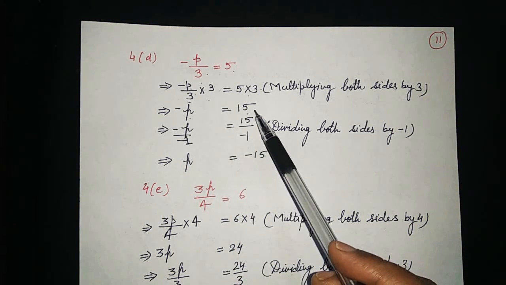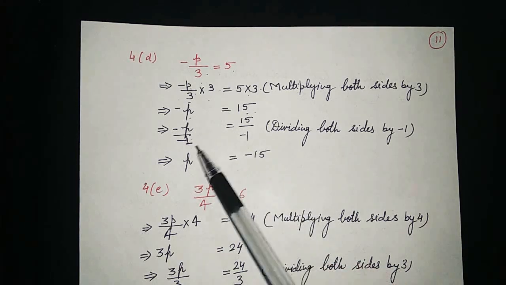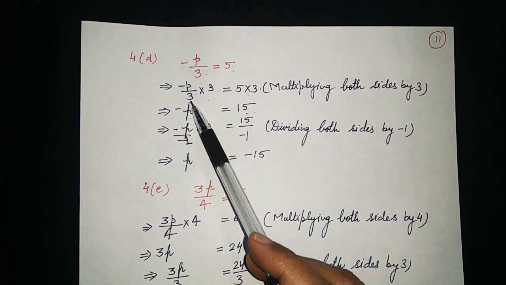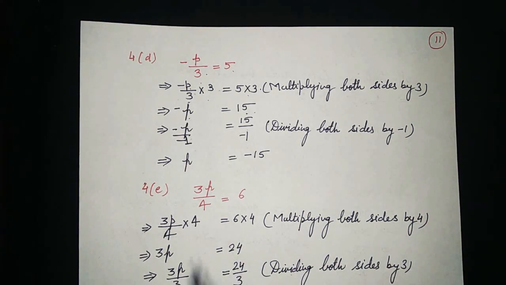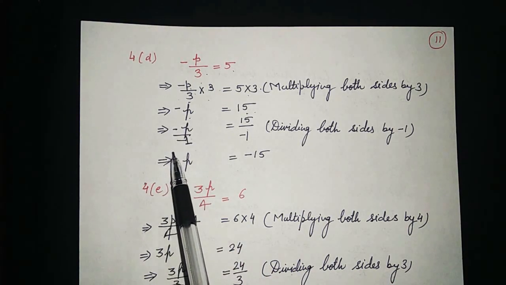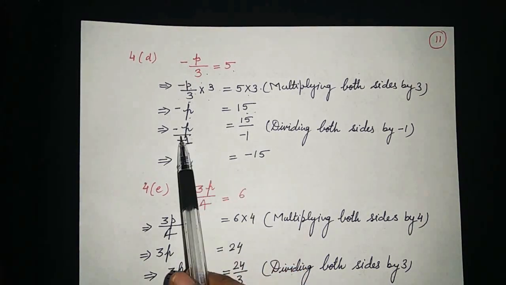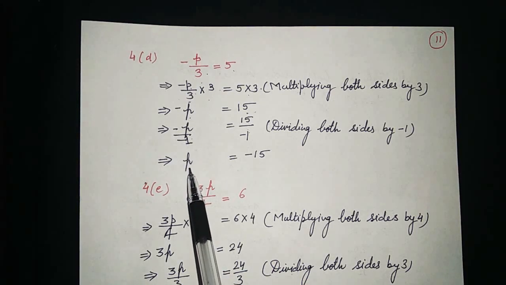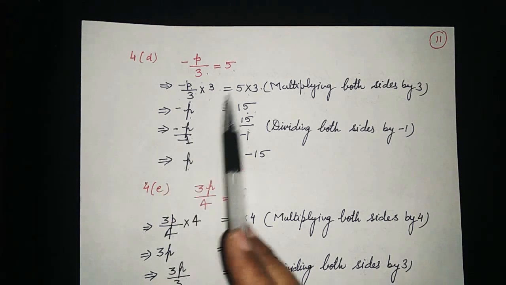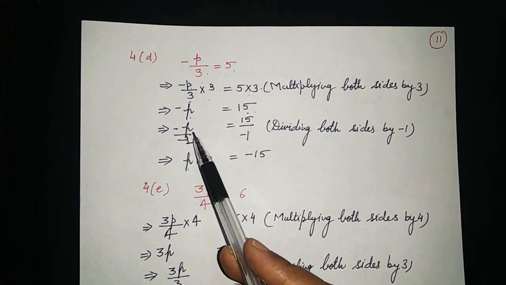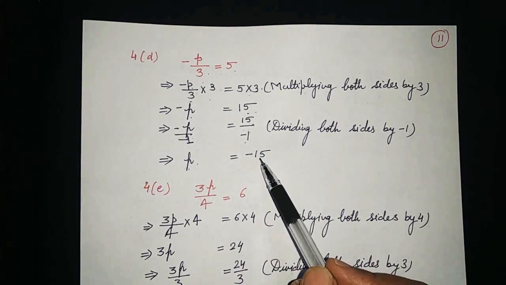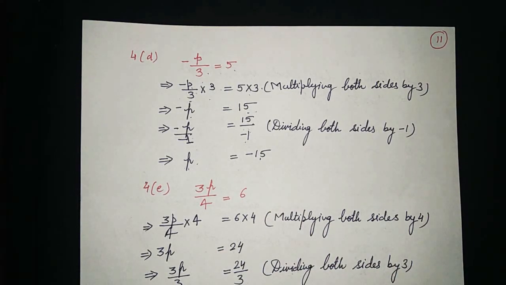Now we will divide both the sides by minus 1. You know why? Because here minus p is there. Minus p means what? Minus 1 into p. So both the sides we will divide by minus 1. And minus p divided by minus 1, what will come? P only, because minus minus cancel, and here p is coming. And 15 divided by minus 1, what will come? Minus 15.